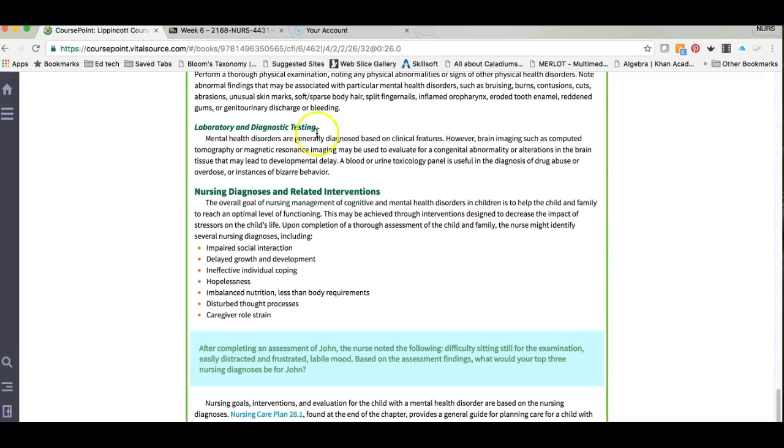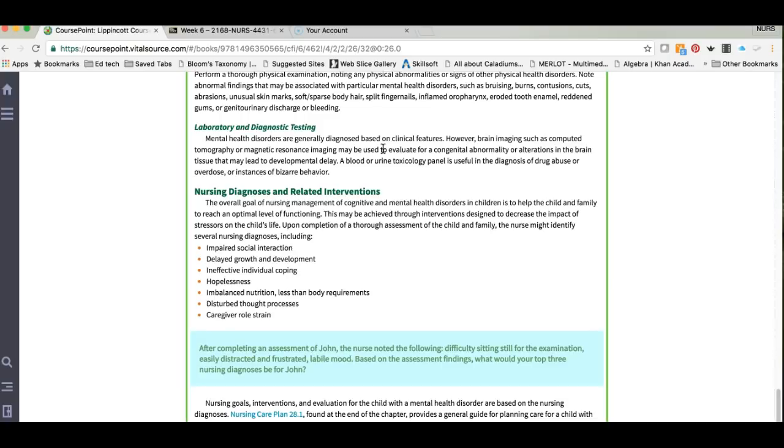Okay. Here are some labs. You don't really see a lot of labs drawn in the mental health situation in kids. However, thyroid, it doesn't list it in here, but thyroid can be a big player. If they're hypothyroid or if they're hyperthyroid, that can mimic hyperactivity. So you might see a thyroid level drawn.